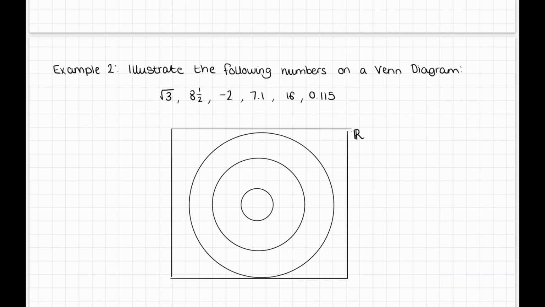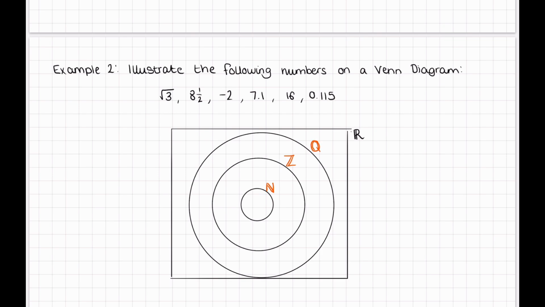Next example, illustrate the following numbers on a Venn diagram. We've got to think about how we are going to label all these circles. You see on the outside I have got the R for real numbers. And if we think back to that special sets video and information, we know that all the other number sets are subsets of each other. The smallest number set is the natural number set, so that's going to be there. The next smallest set is integers, and then the next one is rational numbers.